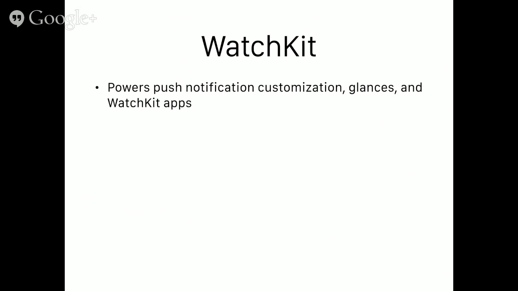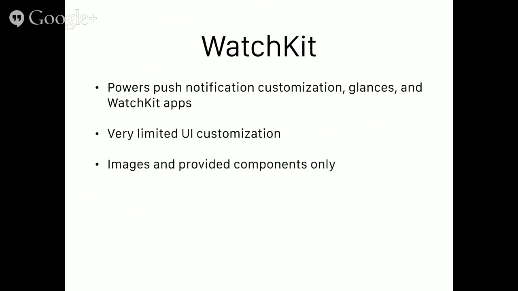So WatchKit powers push notification customization, glances, which are tiny little bits of information accessible from the watch face, and WatchKit apps. And the UI system is very different from iOS, and you can only customize it so much. You can put your images in there and use provided UI components, but you can't make your own UI components. You can't do custom rendering or anything like that, and you can't do custom layout. So you have to work within the constraints of the system to make the app you want to make.